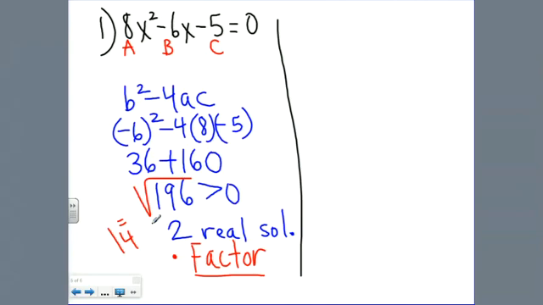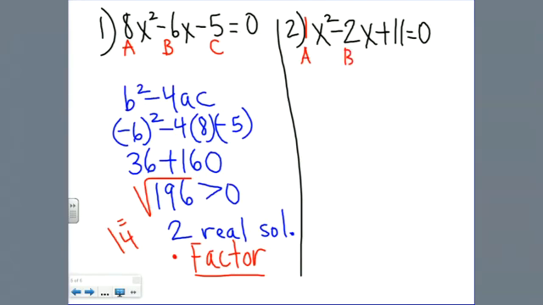Okay, the next quadratic equation we have is x squared minus 2x plus 11 equal to 0. Again, we're not solving the quadratic equation just yet, but we're using the discriminant to find the possible solutions. A is understood to be 1. B is -2. And c is positive 11.